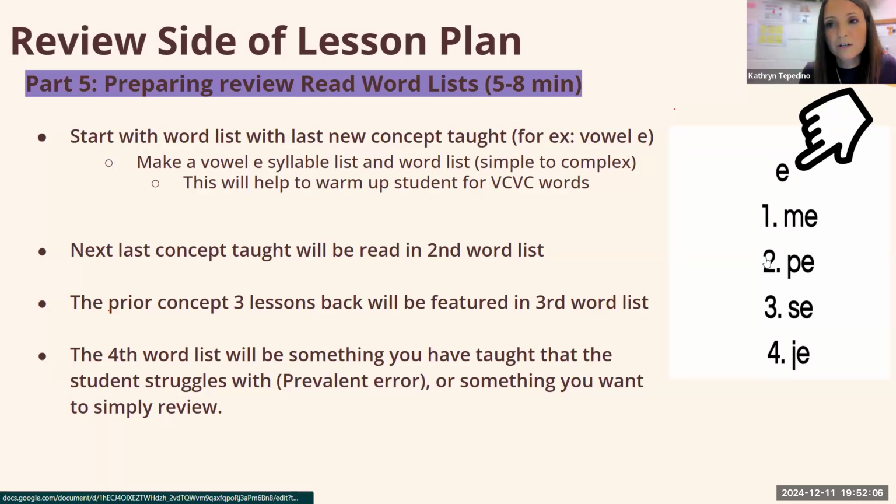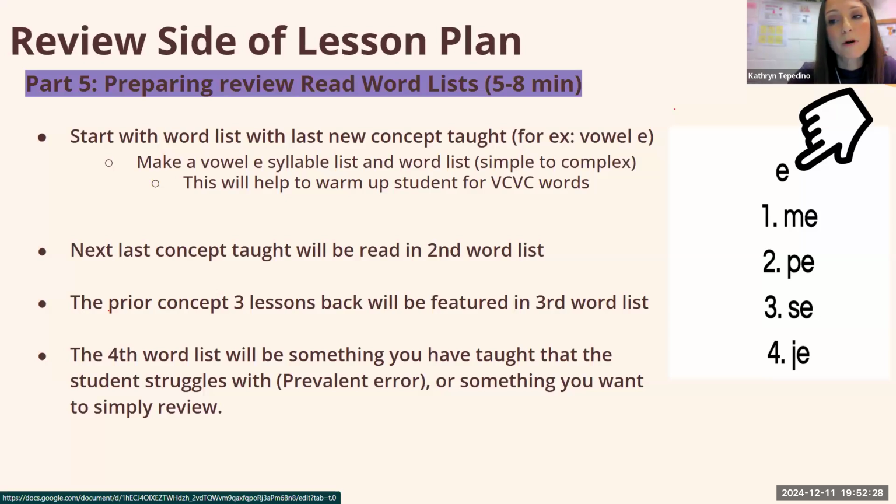So this word list is also in the materials, but you're going to notice that I have syllable lists and then word lists. So we're going from simple to complex. So first, I'll just have them read some E syllables, and then I'll have them read words with E in it, just to get their brain ready.